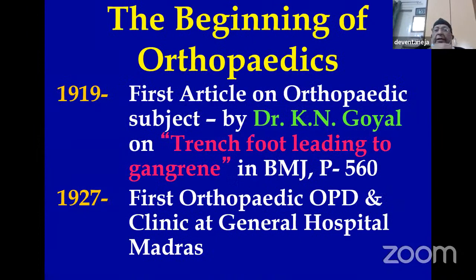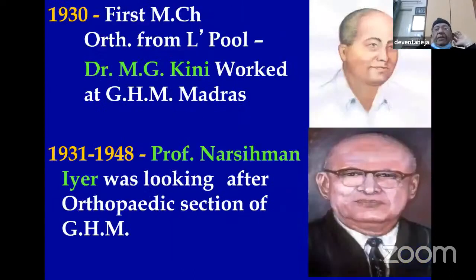As I was telling you, in 1919, when we look back into all the articles, the first article on an orthopedic subject was by Dr. K.N. Goyal, who wrote an article on trench foot leading to gangrene, published in the British Medical Journal. That was way back in 1919. In 1927, the first orthopedic OPD was started as a clinic at the General Hospital, Madras. And the first MCh orthopedics from Liverpool was Dr. M.G. Kinney, who worked at the General Hospital, Madras.